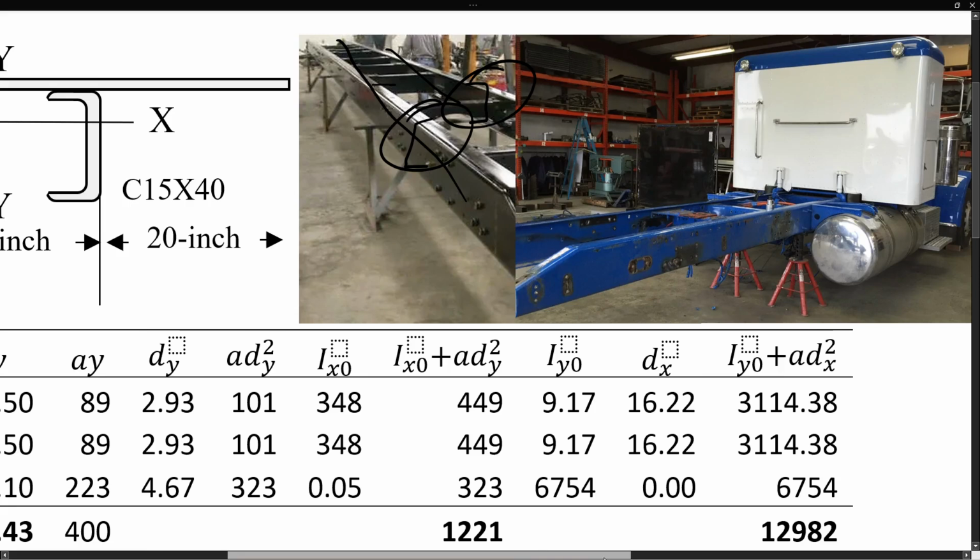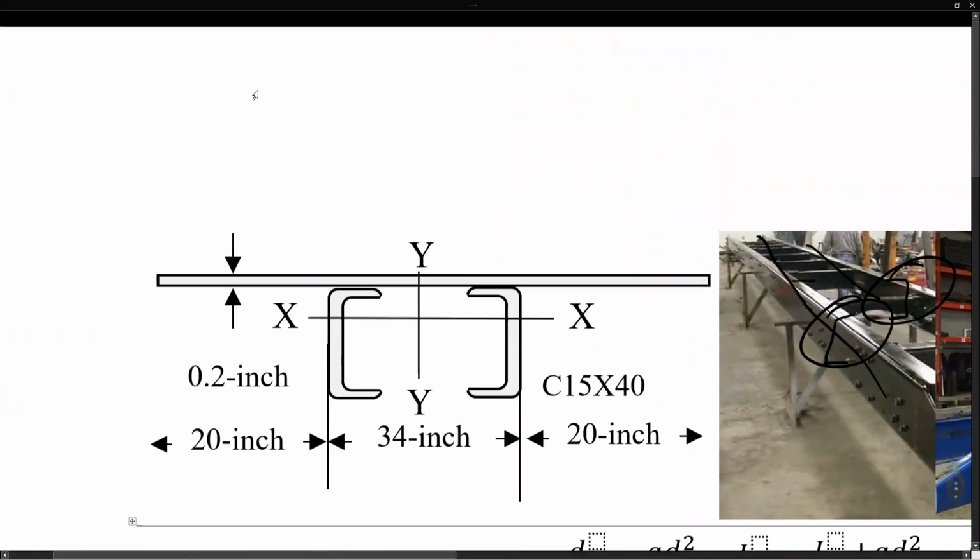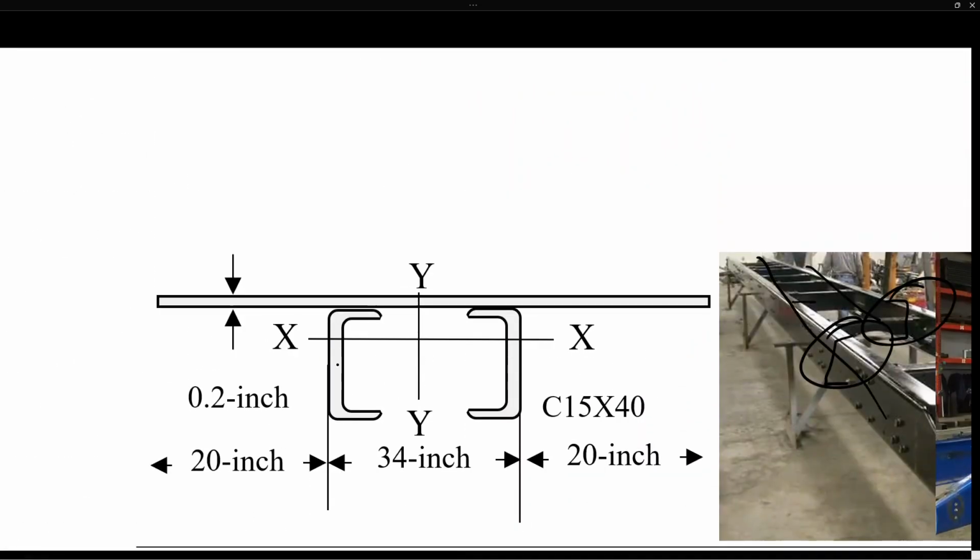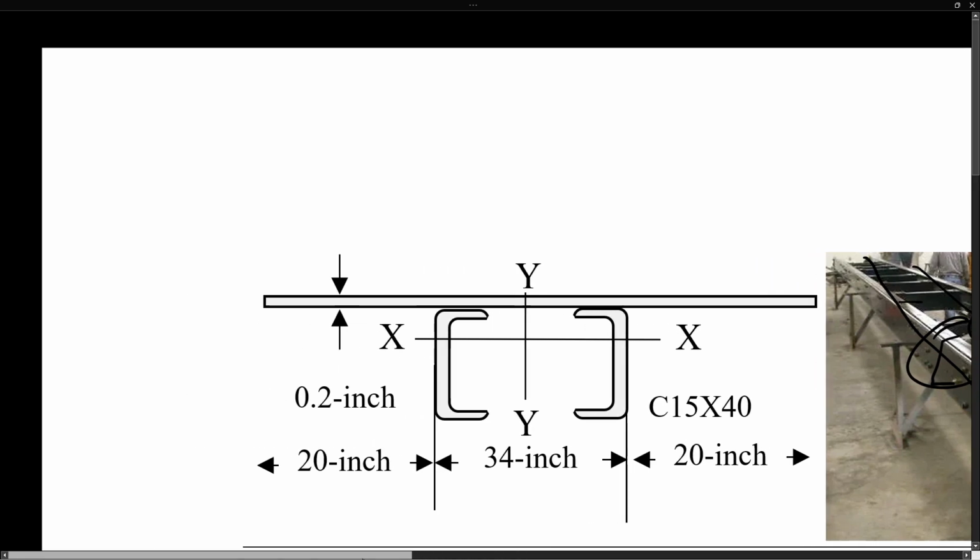So in this example, this is the two C channels. Also, we added a section on top just to make the calculation a little bit more interesting. A lot of times there is a bed for the truck to carry stuff, so there will be something on top as well.